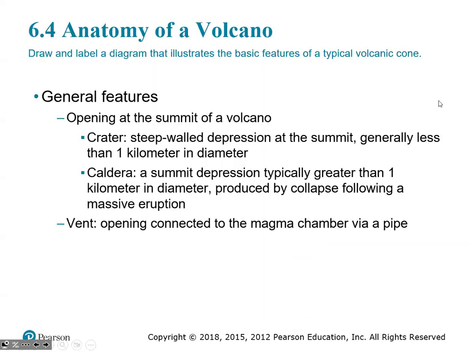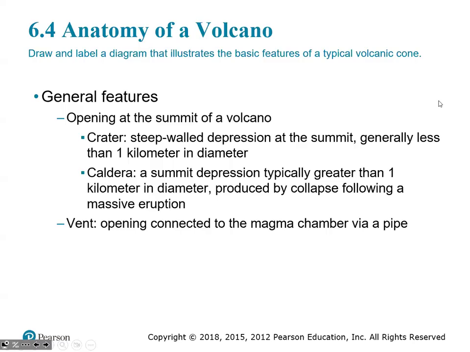So let's talk about the anatomy of volcanoes. A volcano is a place where magma is coming out of the ground and becoming lava. So there's some sort of opening. There's usually an opening at the summit of a volcano, at the top, because as the magma comes out, it piles up around it, building up a structure.